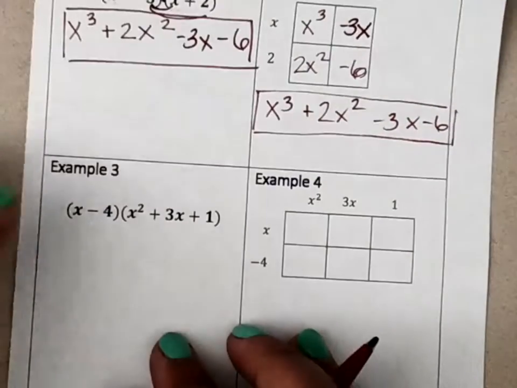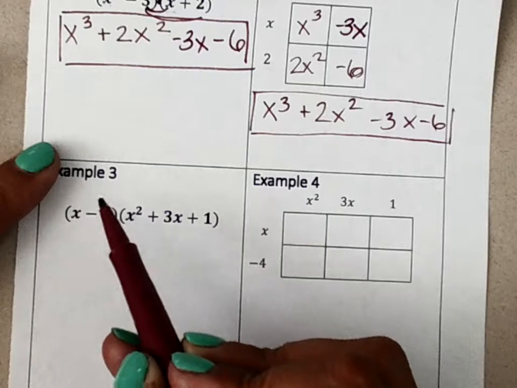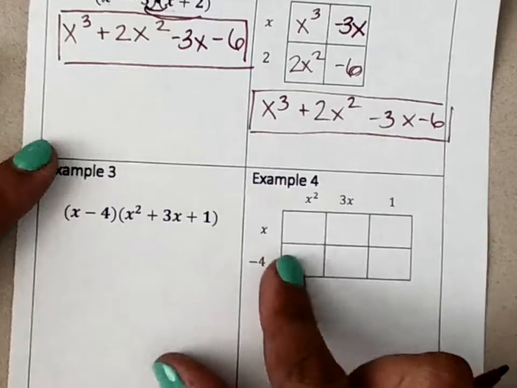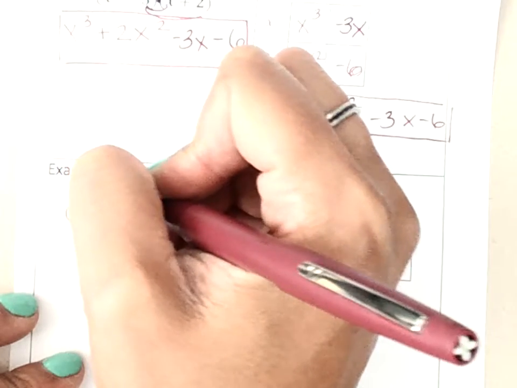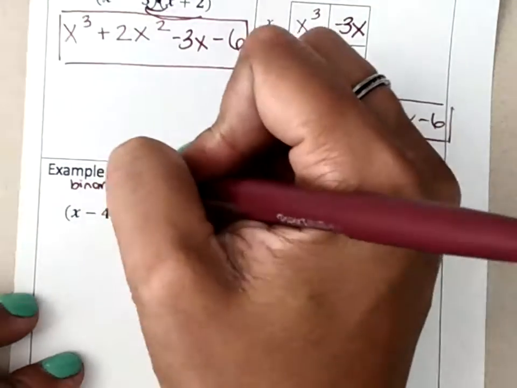In our third example, I'm going to use FOIL again, but this time I'm going to do it to 3 terms. So here's our first polynomial. It is a binomial because there are 2 terms, and this is a trinomial because there are 3 terms.